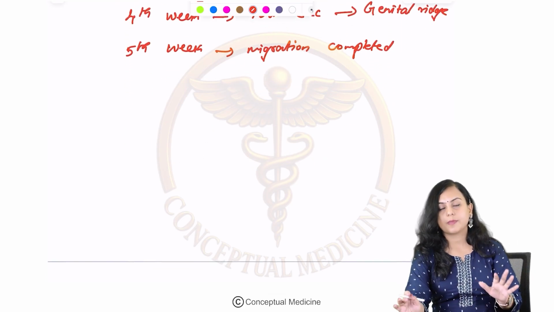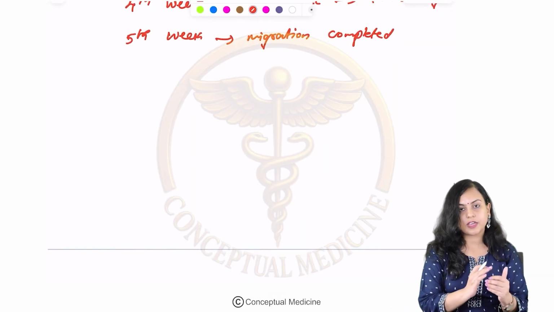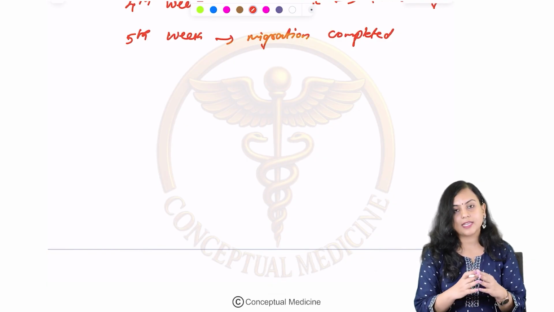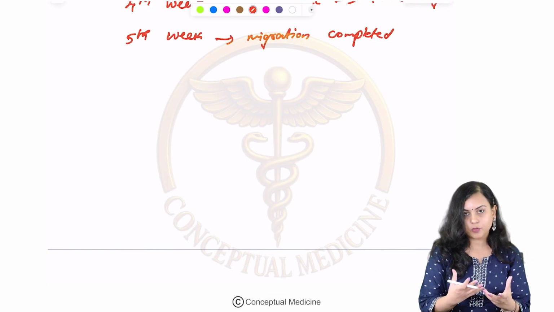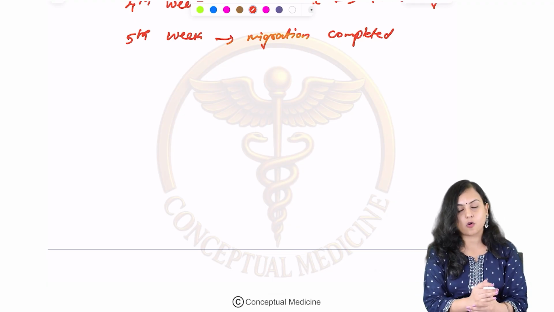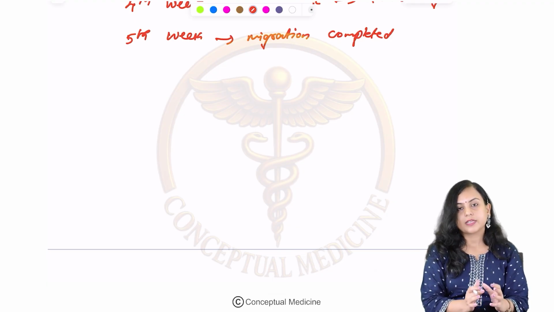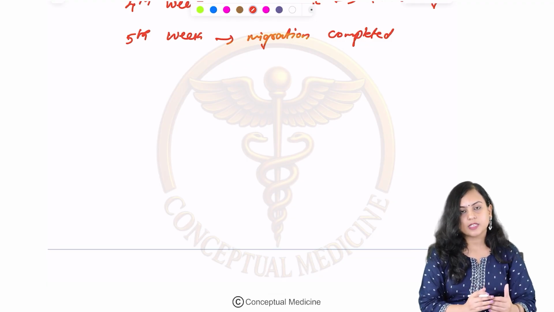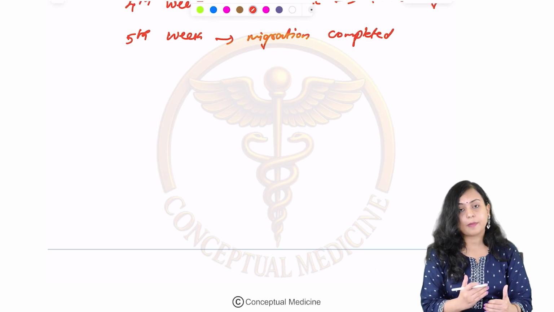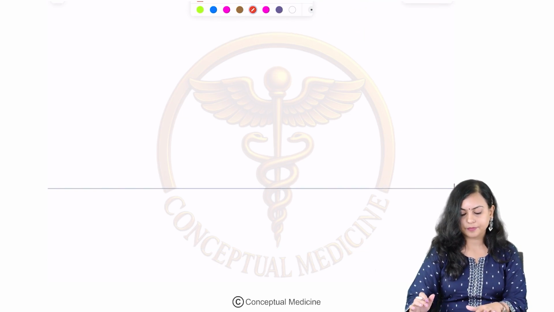Now, this is the usual pathway of the germ cells. If there is any deviation of the pathway of the germ cells, then it can lead to teratoma. Some of the teratomas include oropharyngeal teratoma and sacrococcygeal teratoma. Teratoma occurs because these primordial germ cells are pluripotent, that is, they are capable of becoming all three germ layers of the body.